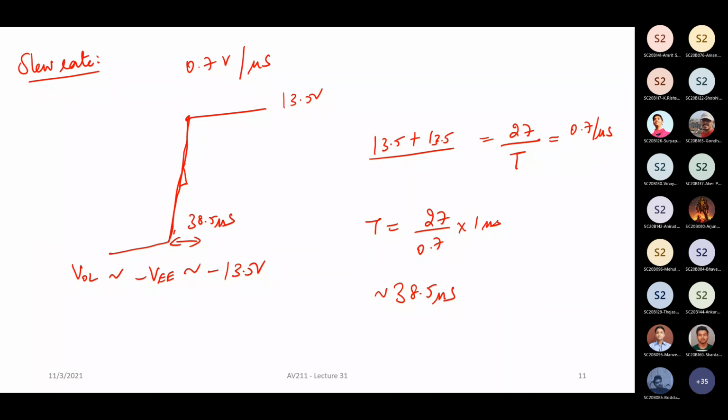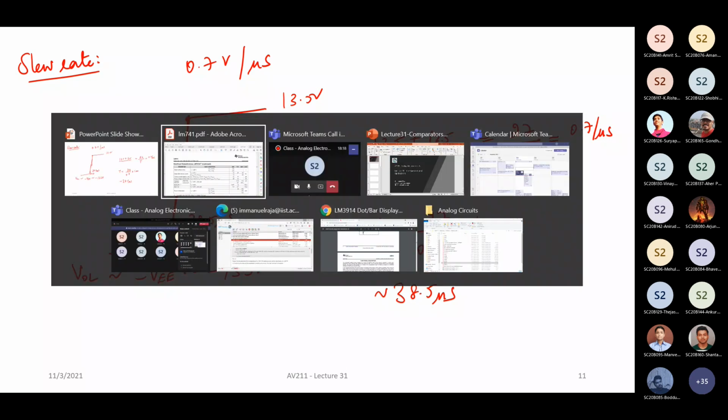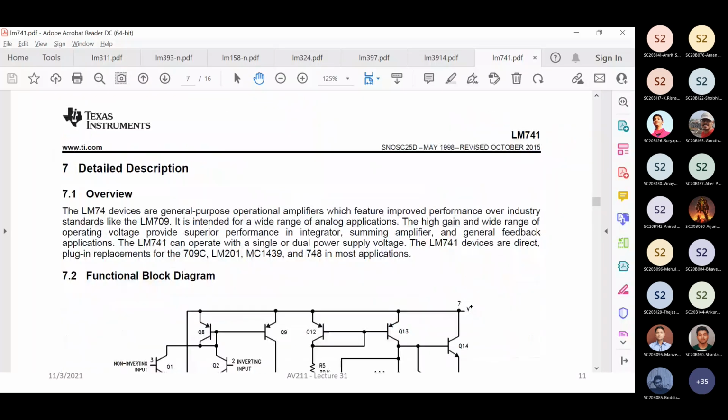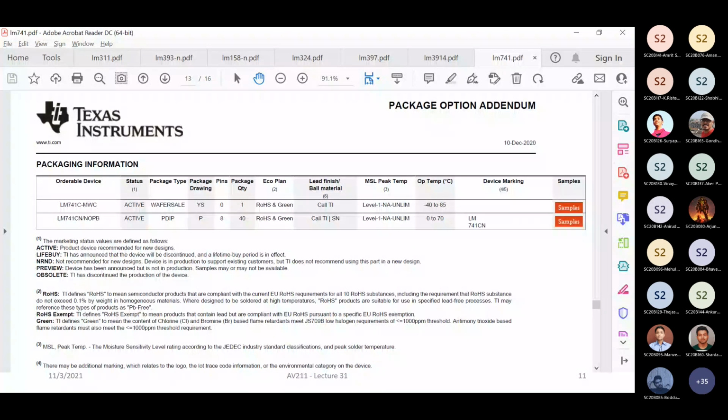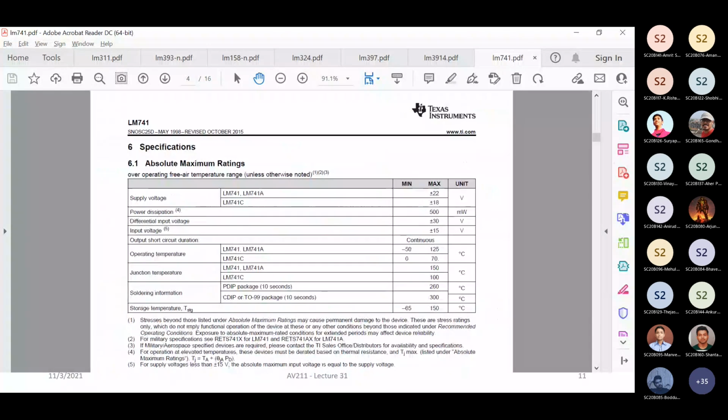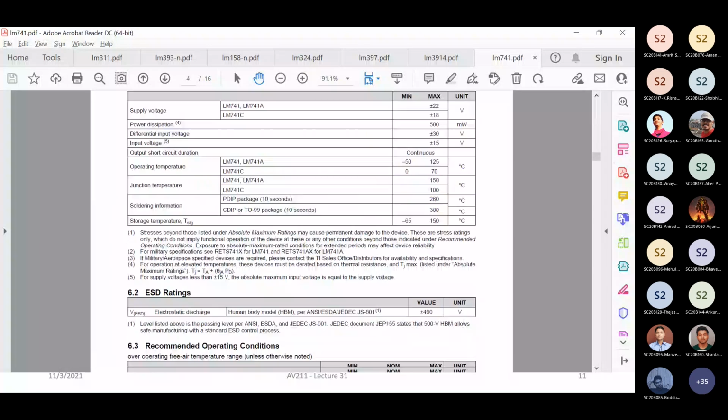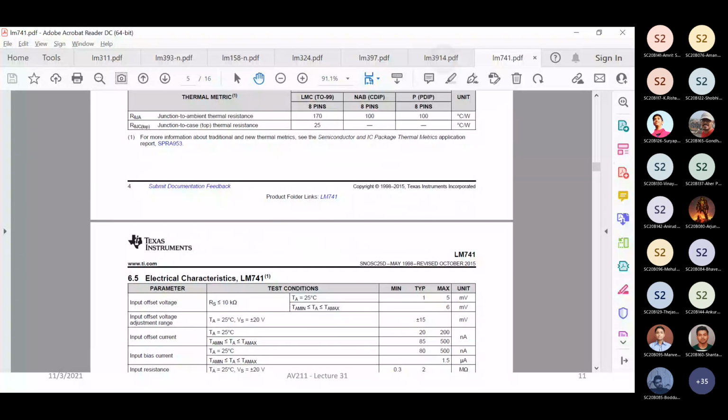In fact, one of your senior students, from the 2018 to 22 batch, was doing a pulse width modulated signal for his project, and he was using the 741 op-amp, and it was badly slewing, which is why it limited his output characteristics also. Here they have not given the slew time, they have given only the slew rate.